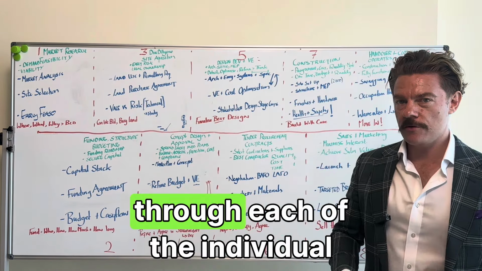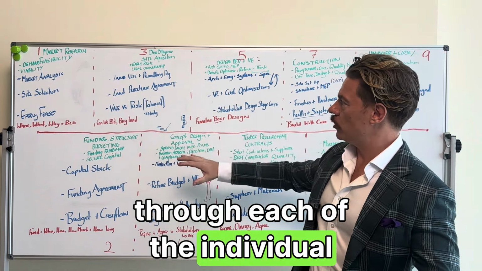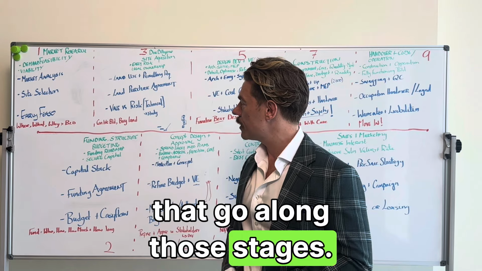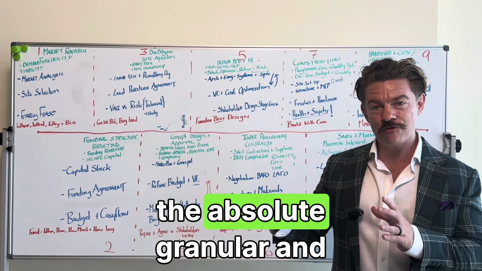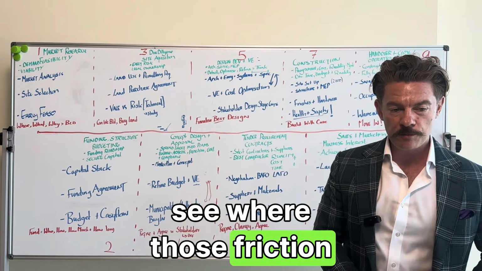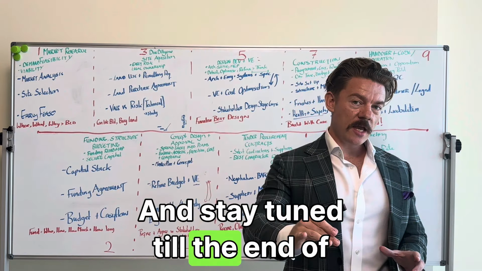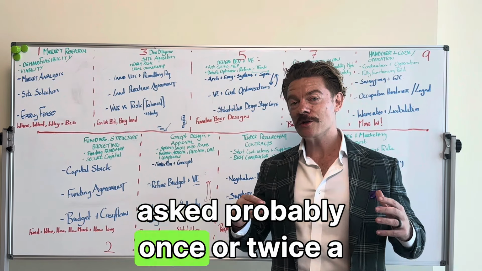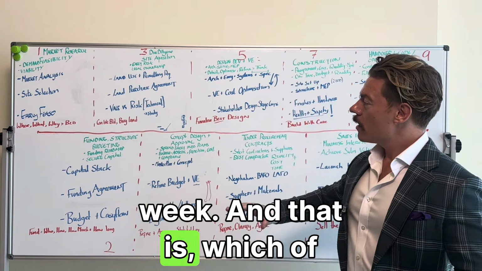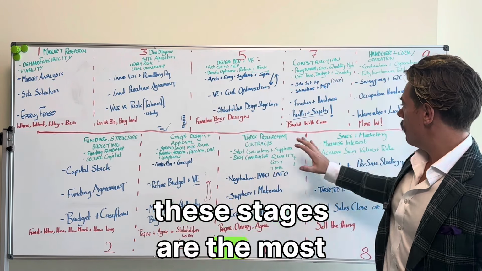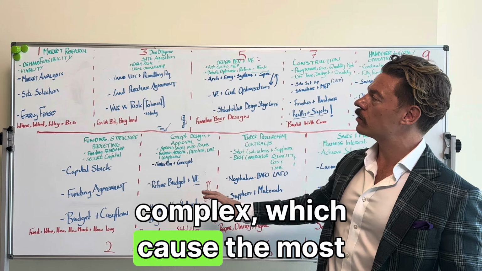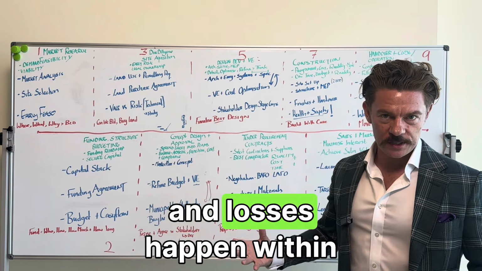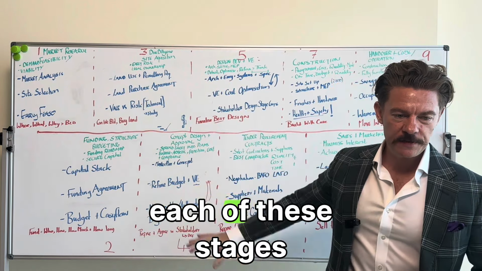First, we're going to run through each of the individual stages and the key milestones that go along those stages. And then we're going to get into the absolute granular and see where those friction points are. And stay tuned till the end of the video because I'll be answering a question I get asked probably once or twice a week. And that is, which of these stages are the most complex? Which cause the most difficulty? Where do the big wins and losses happen within each of these stages?